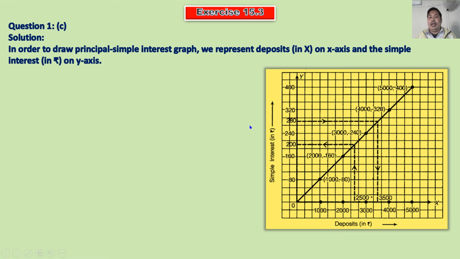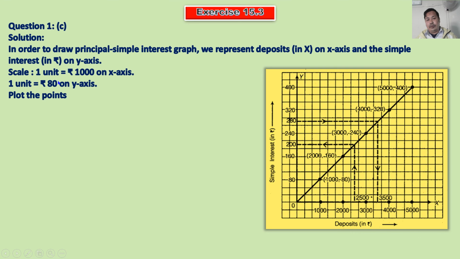Okay, clear. We represent deposits on the x-axis and simple interest on the y-axis here, that is in rupees. Then the scale: 1 unit will be equal to 1000 on the x-axis, and 1 unit is equal to 80 rupees on the y-axis. 80, next unit 160, then 240, like this, the multiples of 80.